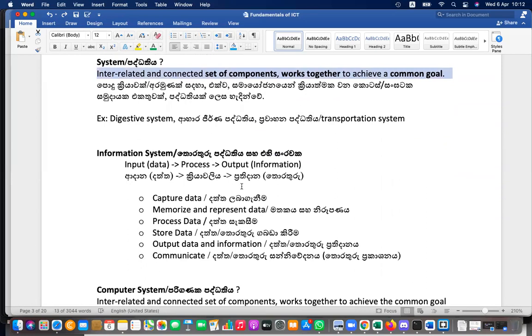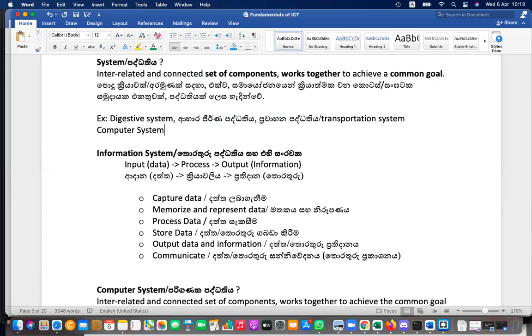Interrelated, connected components, a set of components working together to achieve a common goal. Examples: digestive system, transportation system. So you have a lot of components in the system. Another example, the computer system. It also has a lot of components.